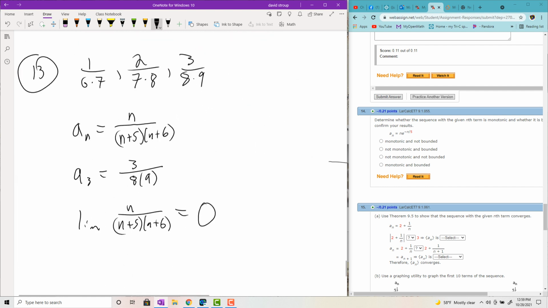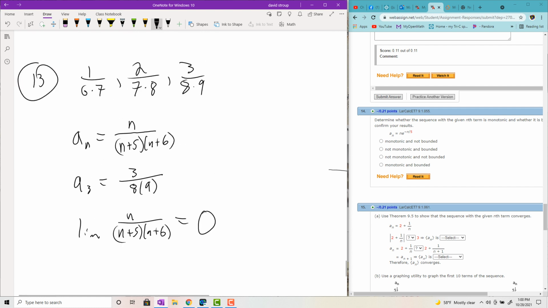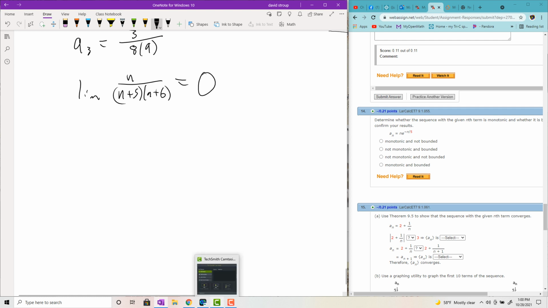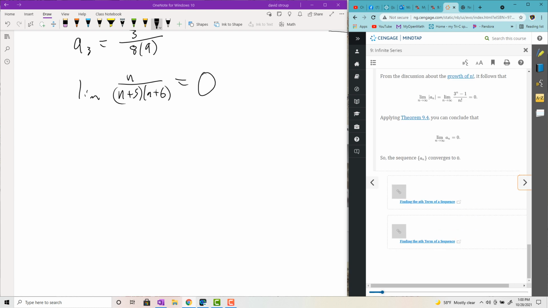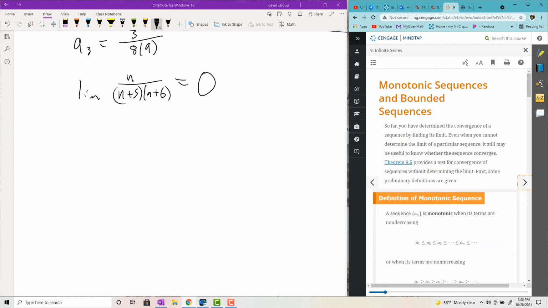So ultimately knowing what it converges to is kind of important, but not really. We're going to focus our efforts on just showing that something is convergent because ultimately we'll be able to use it to do an approximation. At this point in the book, they're going to start talking about monotonicity and boundedness. In particular, monotonic bounded sequences are convergent.